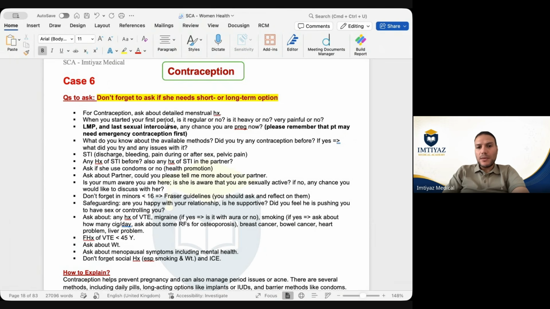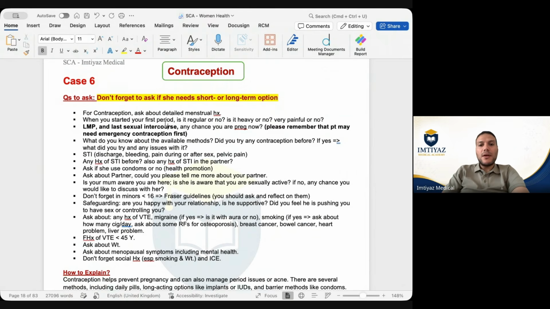And if she would like something for short term or something for long term, would she prefer something daily? Would she prefer something that she can fit in and leave for months or even a few years? Definitely ask about the contraindications like migraine with aura, DVT history, any breast lump, breast cancer, and so on, and any family history of DVT. Ask about sexual activity, if she is already sexually active or not. She may need emergency contraception before the long-term contraception. Any STI symptoms, safe sex, very important. Do you use condoms or not?